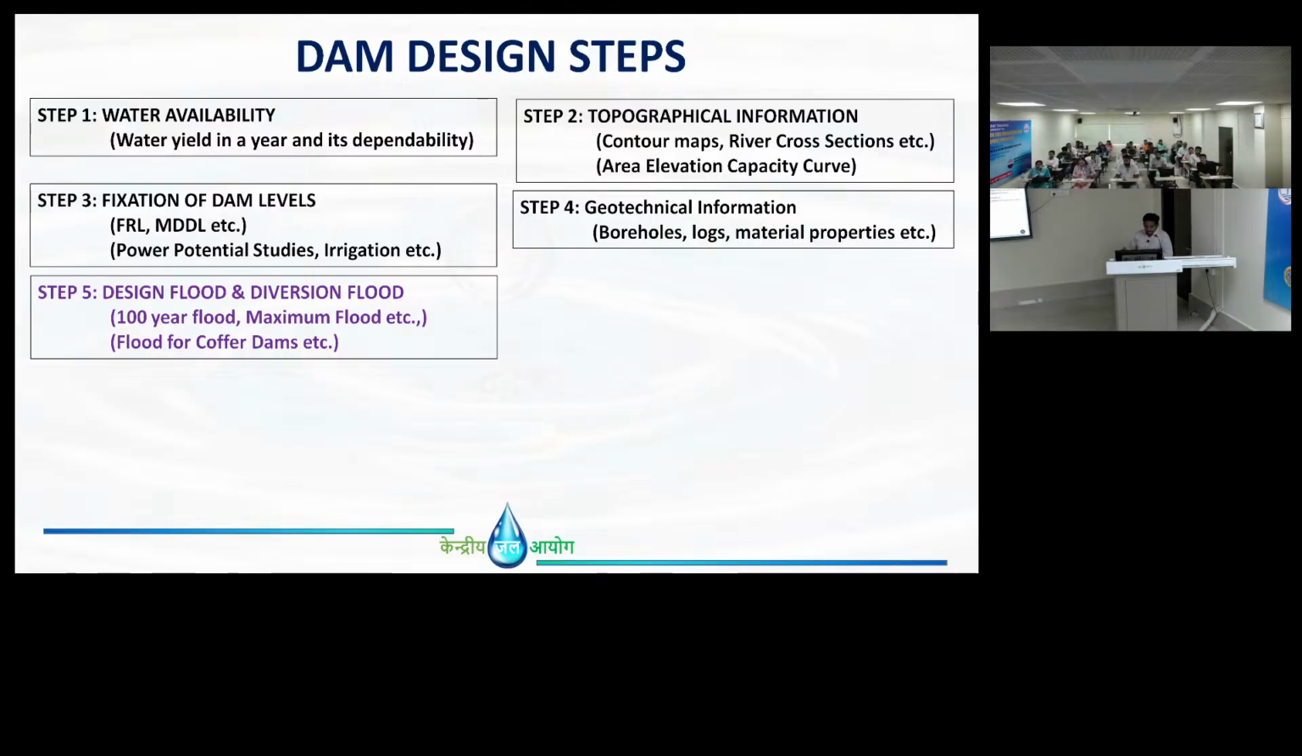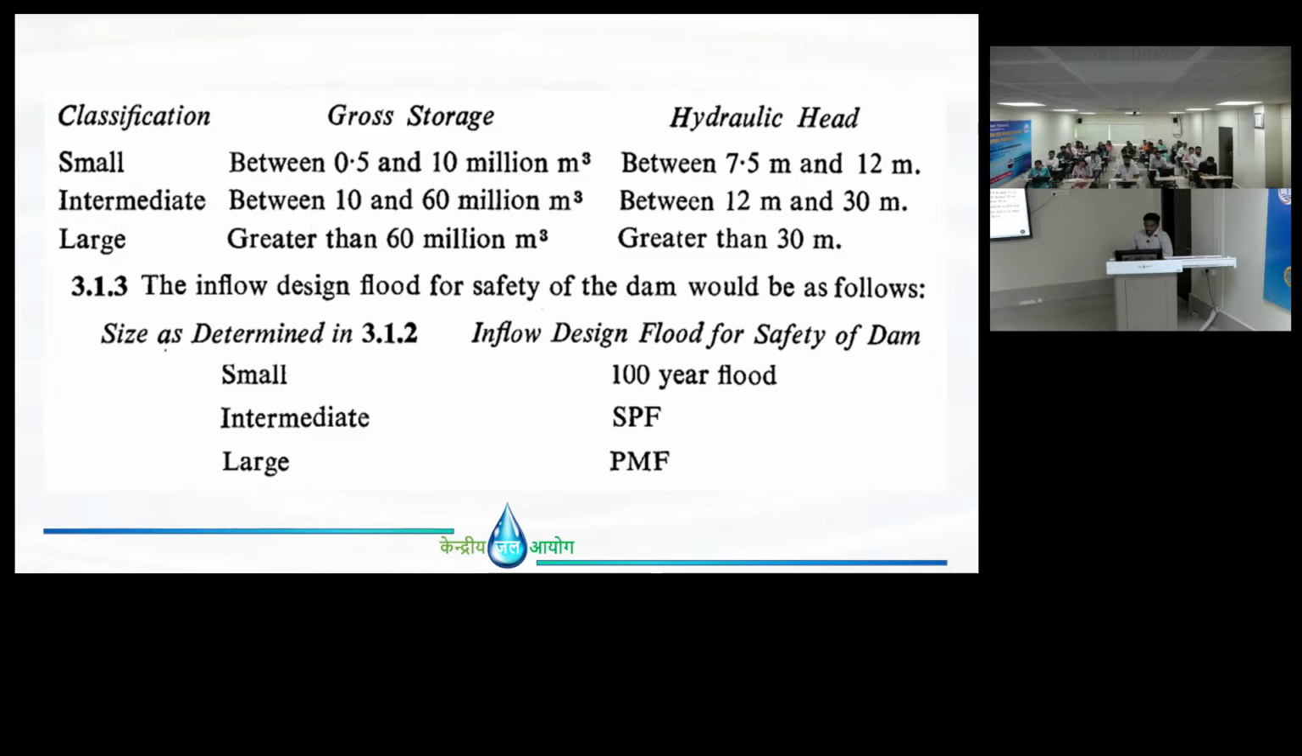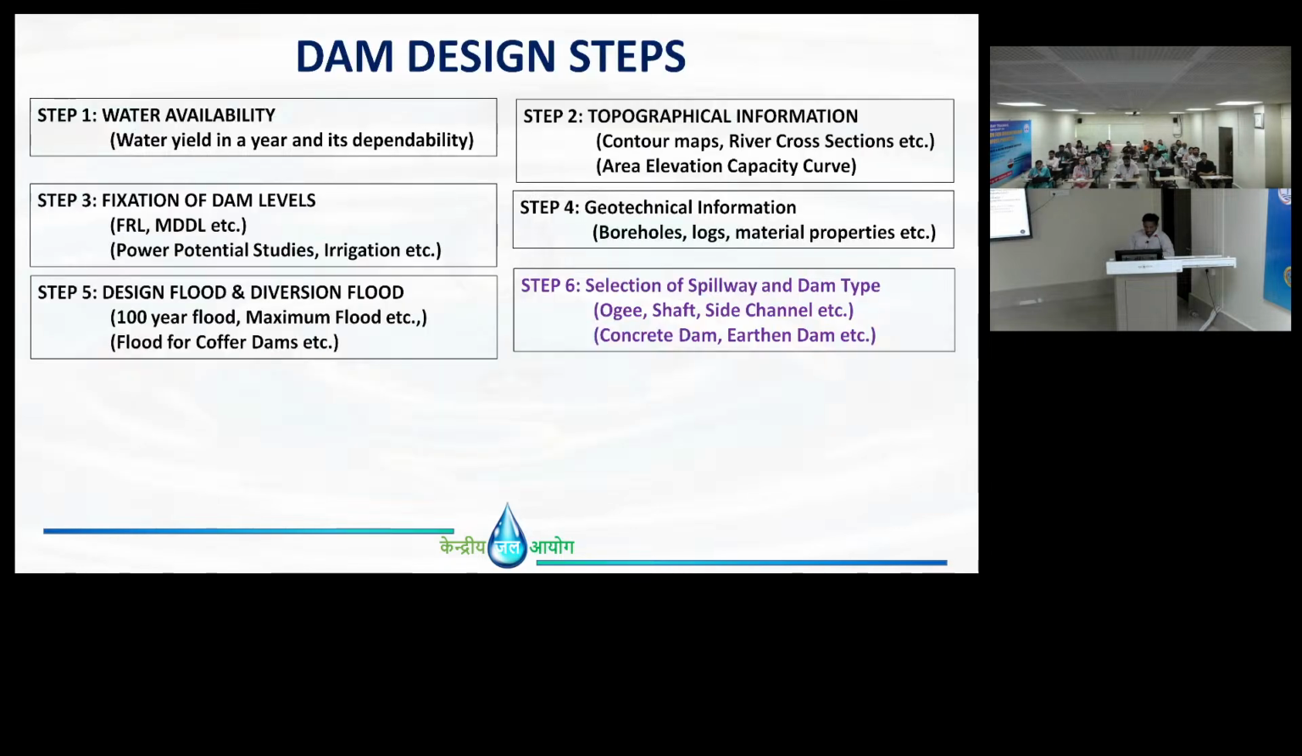So in this step we will estimate the design flood. All the dams will be categorized into three categories: small dams, intermediate dams, large dams. Based on these three categories, we have to consider that particular flood. If it is a small dam, we can consider 100 year. If it is an intermediate dam, based on the above two criteria, the gross storage and hydraulic head, we just consider SPF or PMF. So we know the design flood values.